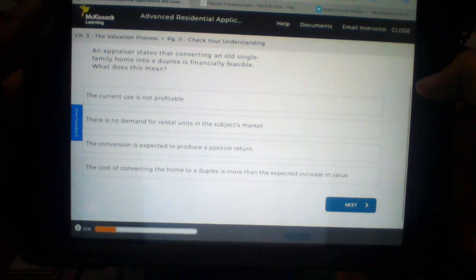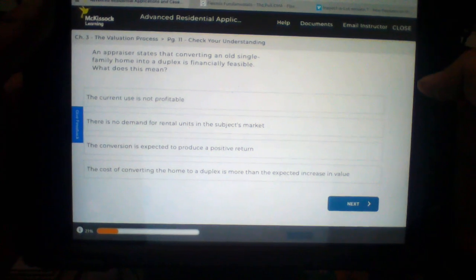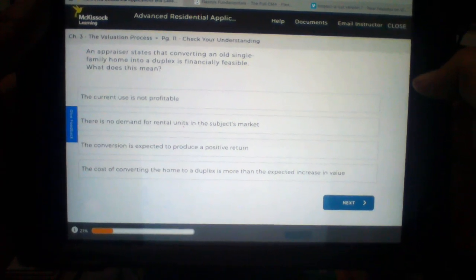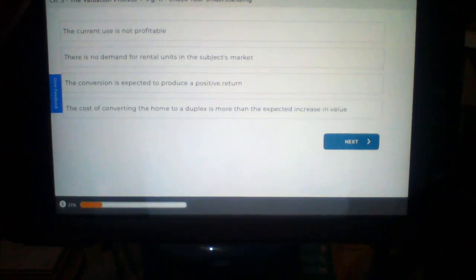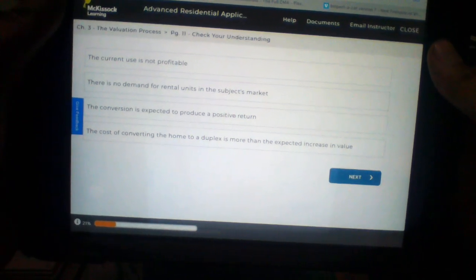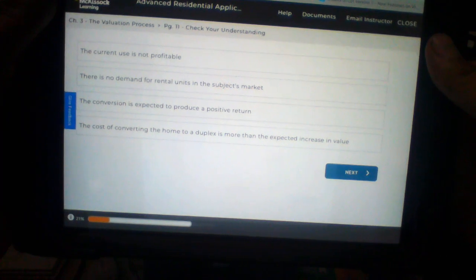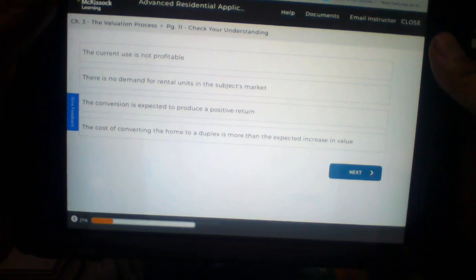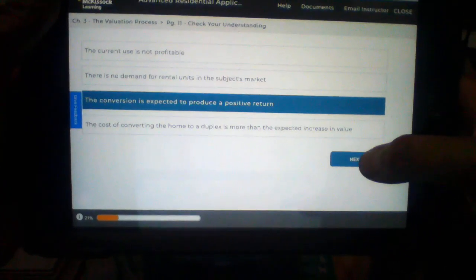Number 1, an appraiser states that converting an old single-family home into a duplex is financially feasible. What does this mean? A, the current use is not profitable. B, there is no demand for rental units in the subject's market. C, the conversion is expected to produce a positive return. Or D, the cost of converting the home to a duplex is more than the expected increase in value. I'm going to go C, the conversion is expected to produce a positive return.